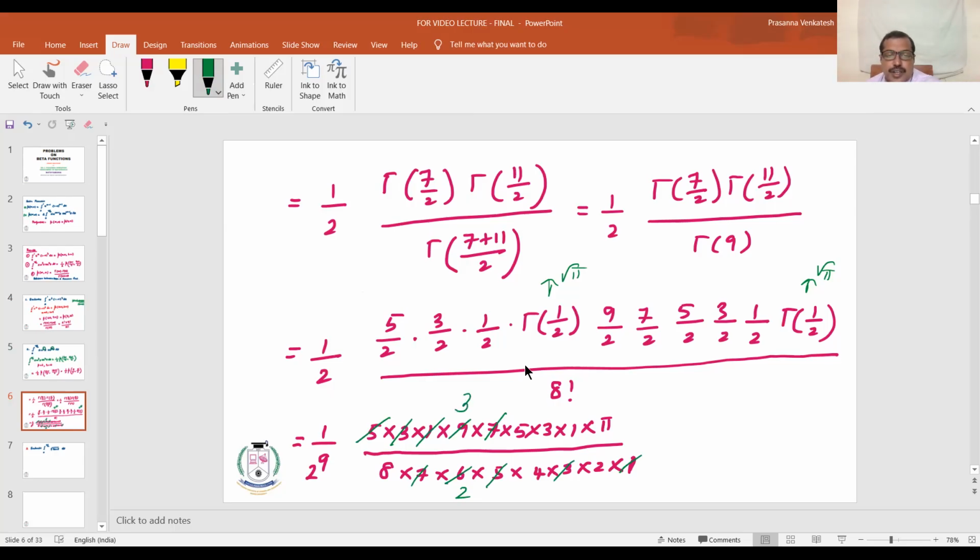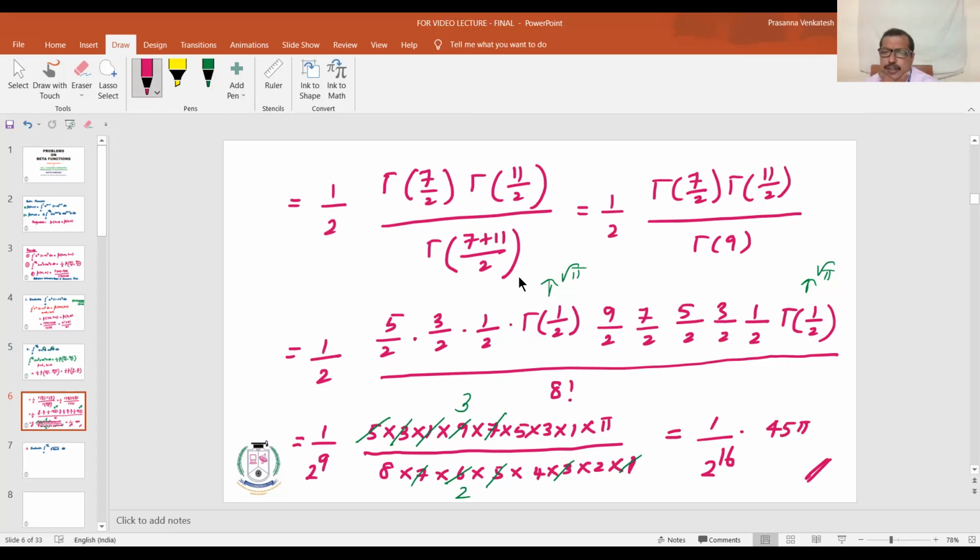So it is 8 into 2, 16. 16 into 4, 64. 64 into 2, 128. 128 is 2 to the power 7. 2 power 7, already 2 power 9 is there. So 2 power 16, you'll get 1 by 2 power 16 into, what else we have? 3 into 5, 15. 15 into 3 is 45. 45 pi. So we can better leave it as it is. 1 by 2 power 16, numerator 45 pi is the value of this integral.